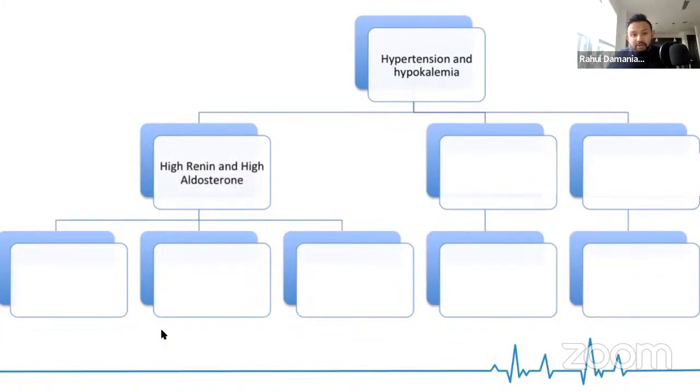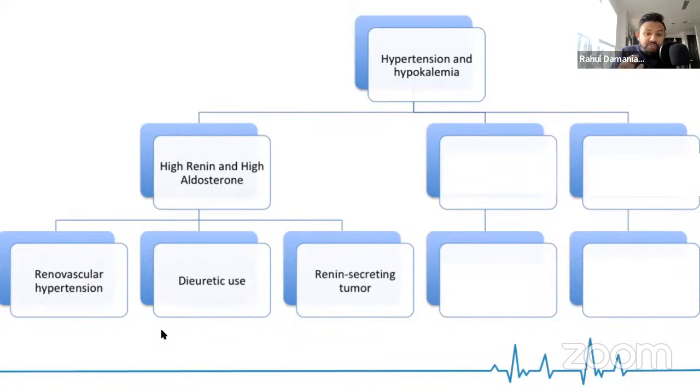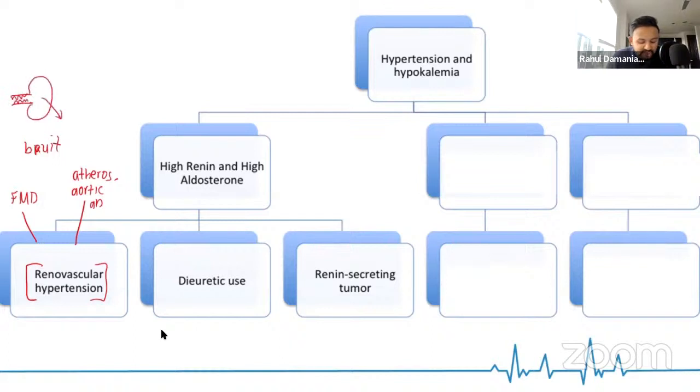High renin and high aldosterone. So this could be due to a renin secreting tumor, or if you have effective perfusion to the kidney that is decreased. So patients who have renal vascular hypertension are going to be very classically presented on your USMLE as having either fibromuscular dysplasia. They may also have an aortic aneurysm or some sort of atherosclerotic risk factors, such as diabetes, smoking, et cetera, and they will have a characteristic abdominal bruit. And as you have low effective perfusion to the kidney, the juxtaglomerular apparatus is going to secrete high amounts of renin and downstream high aldosterone, which will give you hypertension and hypokalemia.